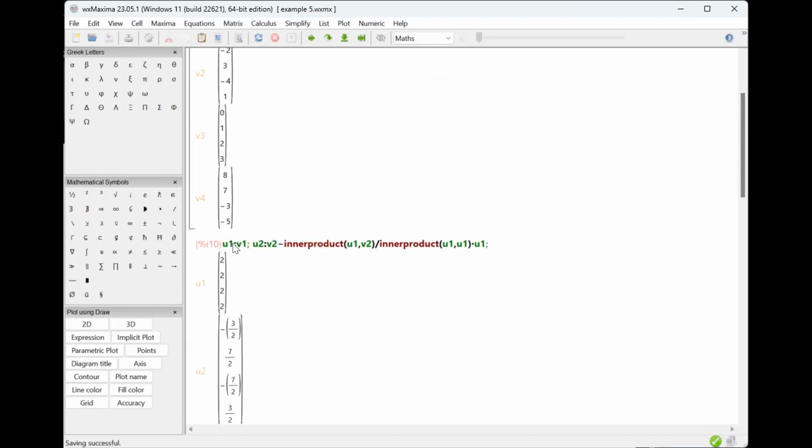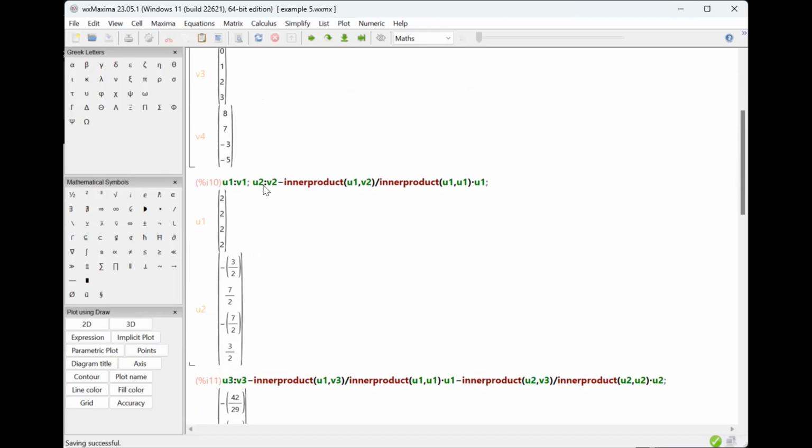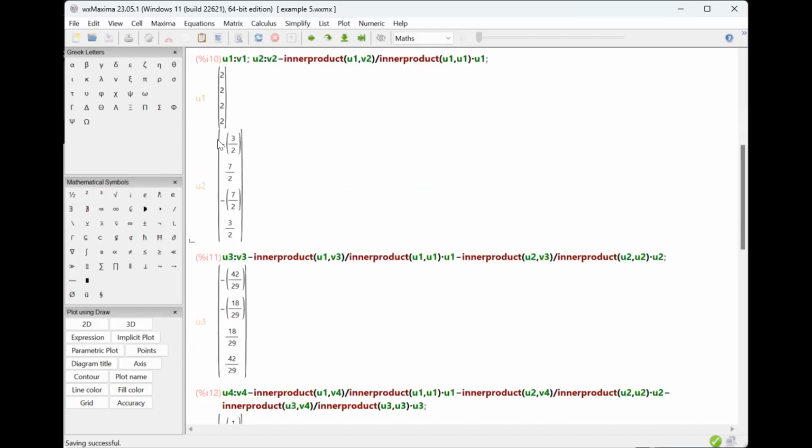Once I do that, I set up the first two steps of the Gram-Schmidt process. Here's U1 being defined as V1, and here's U2 being defined as V2 minus the parallel component of U1. So the inner product of U1 and V2 divided by the norm of U1 squared, times the direction of U1. We're subtracting those components off, and that produces this vector here, U2. So there's U1 and there's U2, which is what we're looking for. You have negative 3 halves, 7 halves, negative 7 halves, and 3 halves, which is what we should have.